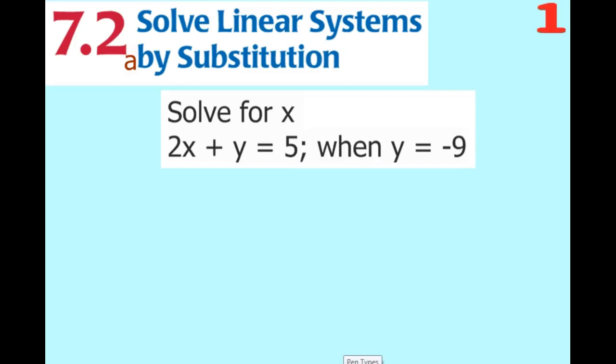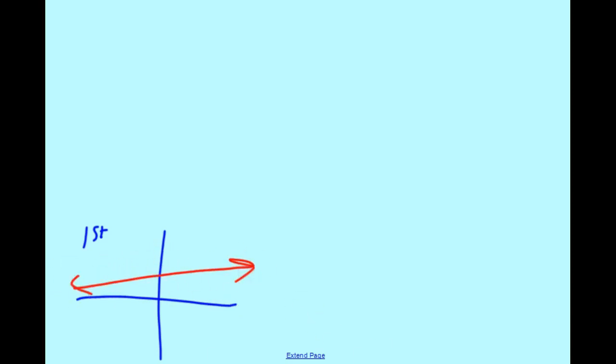Good morning. Today we are looking at our second way to solve linear systems, and that is by substitution. Our first way that we learned, I'm just going to do a side note down here, was by graphing. So wherever we had one line cross our second line, that is where our answer was, or our solution.